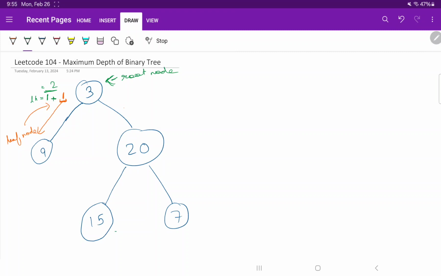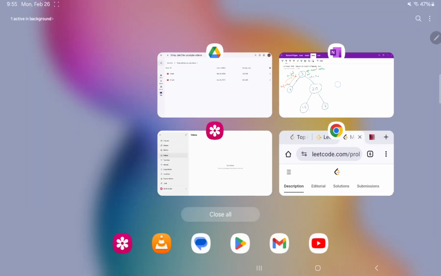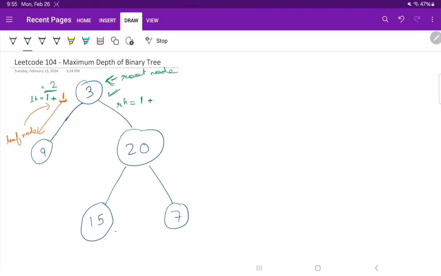Now once the left recursion is completed for the left child, the function at node 3 recursively checks the right-hand child. I'm just denoting it by RH, signifying right height, which is again 1, the height at node 3. And what is the depth for this child node? What is the maximum depth there?